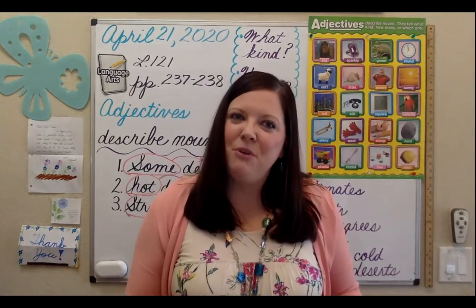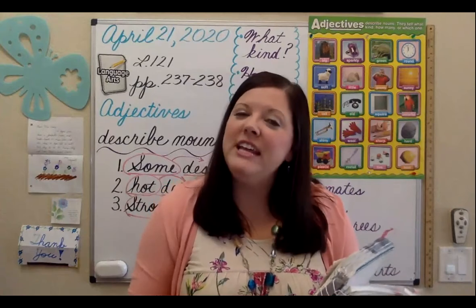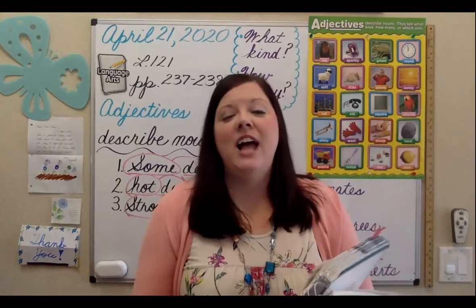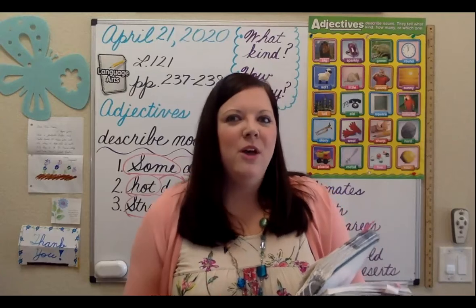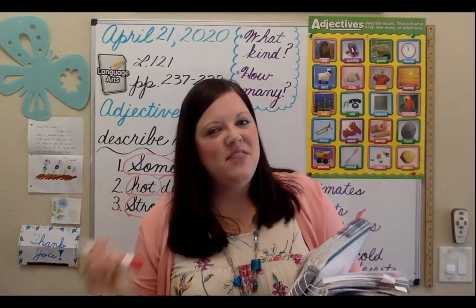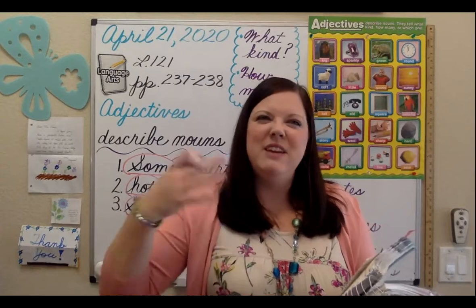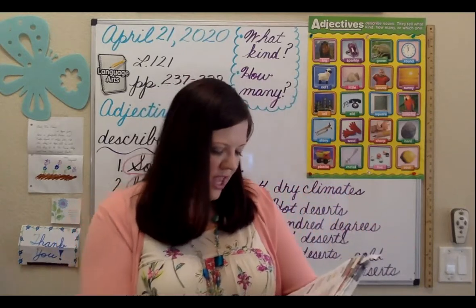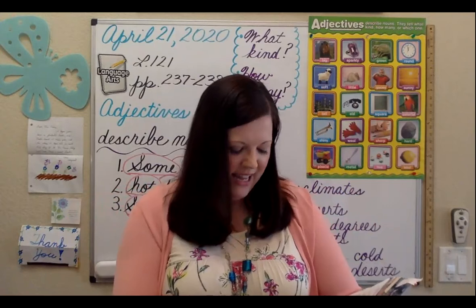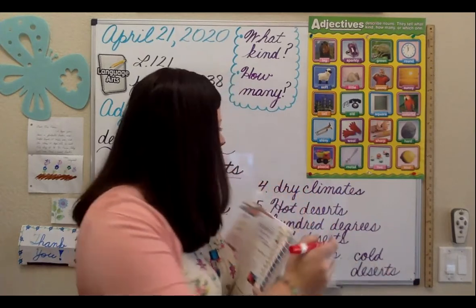Let's go down to number 4. Number 4, this time we're not only circling the adjectives, but we're underlining the nouns that they describe. Let's go ahead and continue by drawing those arrows, showing that this adjective is describing that word. Describe means it's giving more information about it. Let's look at number 4. Deserts have dry climates. Well, climates is our noun. It's a thing.